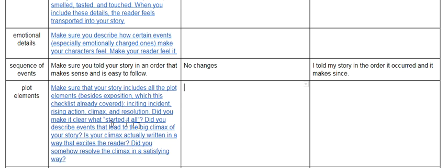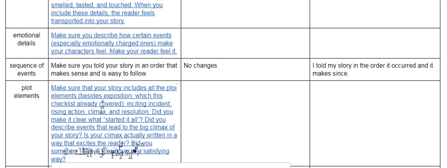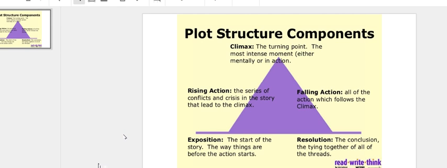Did you make it clear what started it all? Okay, that's your inciting incident. Did you describe events that led to the big climax of your story? That's the rising action. Is your climax actually written in a way that excites the reader? That's your climax. Did you somehow resolve the climax in a satisfying way? That's your resolution. So this is a link actually to a document that you've seen before. The plot structure components. This is the exact same thing that you studied when you were building your story to begin with. But as a refresher, in case you forgot what any of these things mean, and you need to double check that they're all there in your story and you can identify them, that's there for your reference.